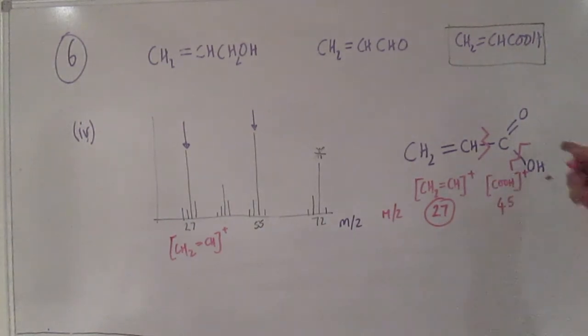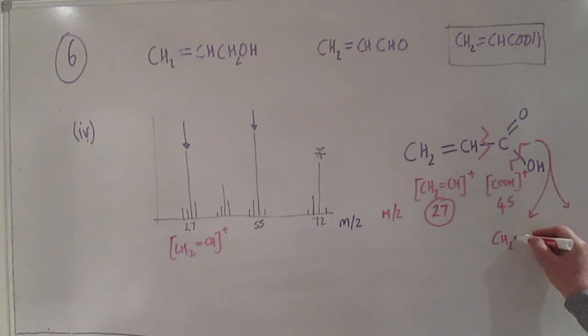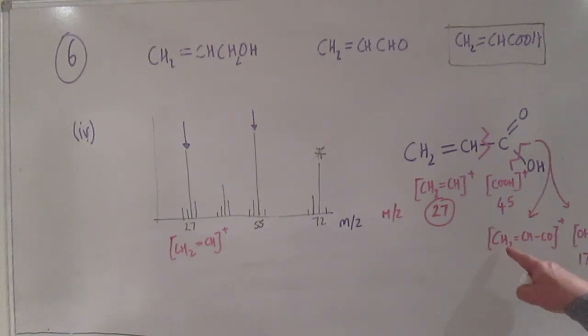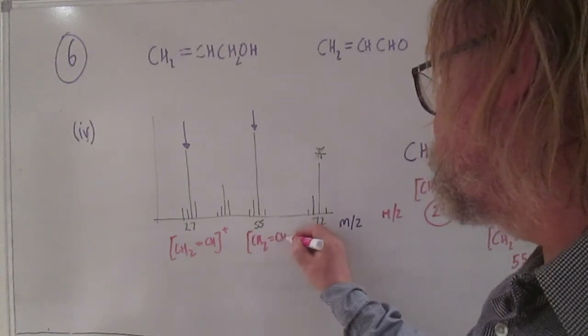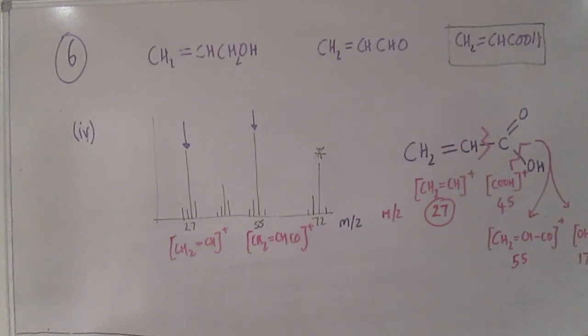But this doesn't account for the 55 peak, so we're going to have to look at this fragmentation as well. So if we break it there, we would get either CH2, CHCO plus, or OH plus. OH plus just adds up to 17, so again, that's not one of the peaks we're interested in. But this one, you've got 27 plus an extra 28, which gives you 55. So that accounts for the big tall peak here. So you break off the OH here and you get that positive ion left behind. So that's what that peak is: CH2, CH, CO plus. So the two well-populated fragments are easily accounted for. The little peaks, not so much, but we don't need to do that.